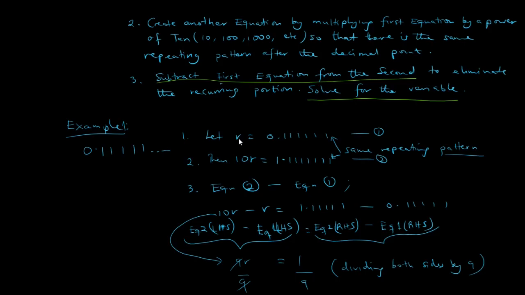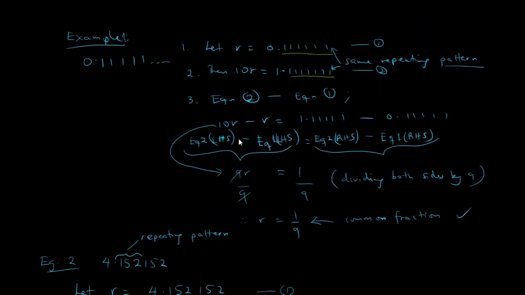Now take note that this section has the same repeating pattern of 0.11111. And so we will now want to subtract equation 1 from equation 2, and we will achieve that by subtracting the left-hand side from each other and then subtracting the right-hand side from each other and equating the two. So subtract r from 10r. So we have 10r minus r is equal to 1.11 minus 0.111.